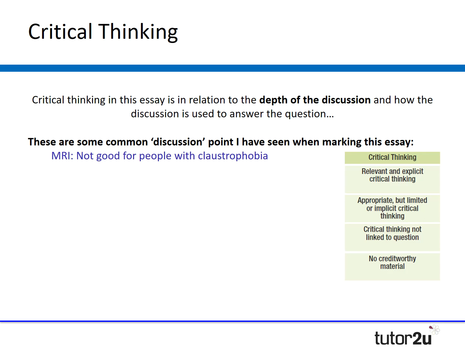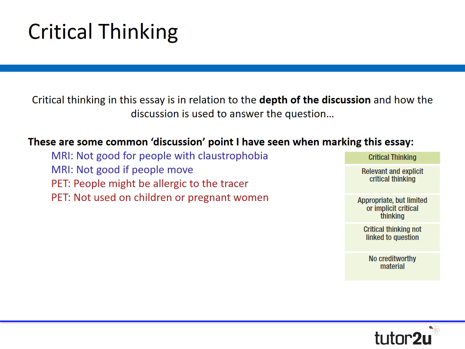and there are a number of points that people always mention. Very often people say MRI scans are not good for people with claustrophobia. Very often people say that MRI scans are not good if people move because it distorts the image. That's true. Many people say that PET scans are not good because people might be allergic to the radioactive tracer. And many people say that PET scans can't be used on pregnant women or children.